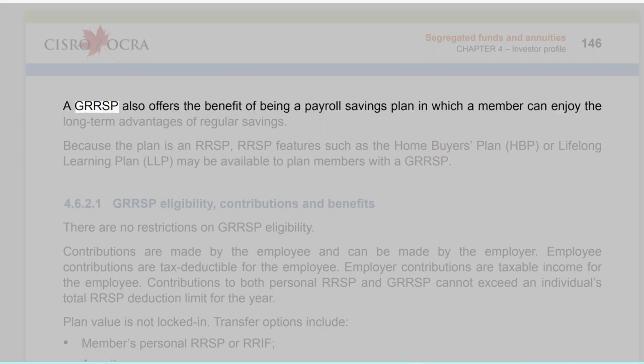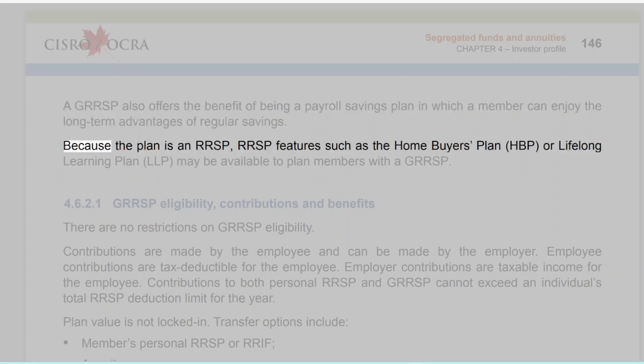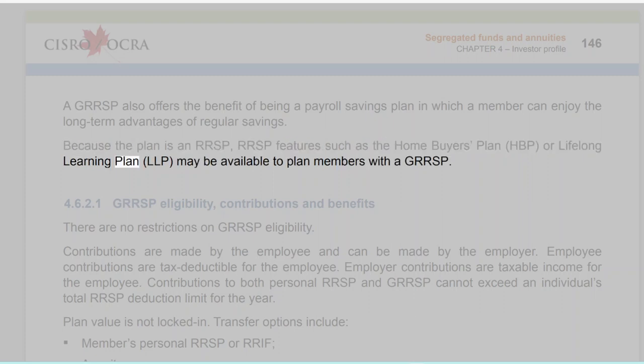A GRRSP also offers the benefit of being a payroll savings plan, in which a member can enjoy the long-term advantages of regular savings. Because the plan is an RRSP, RRSP features such as the Home Buyer's Plan, HBP, or Lifelong Learning Plan, LLP, may be available to plan members with a GRRSP.